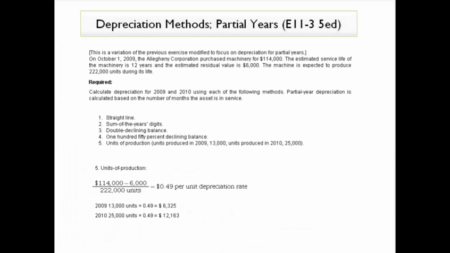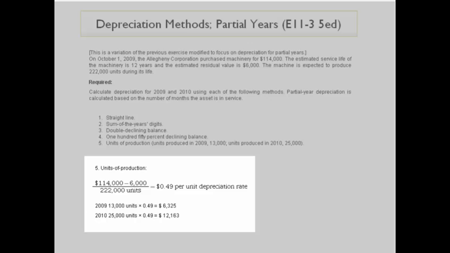And finally, we take a look at the units of production approach. With the units of production approach, we take the cost less the estimated residual value to come up with the numerator, which I call the depreciable base. We divide that by the total expected number of units we expect to produce over the lifetime of using this asset. Okay, so that comes out to be 49 cents per unit as a depreciation rate.